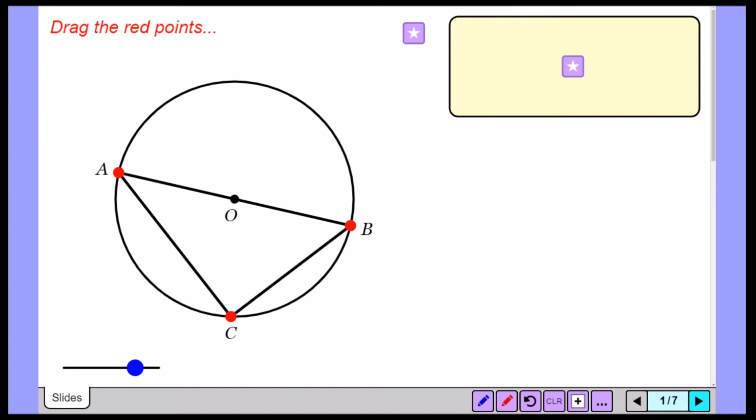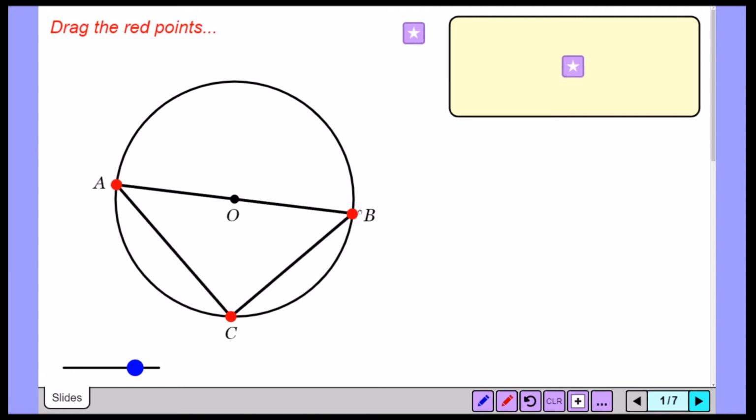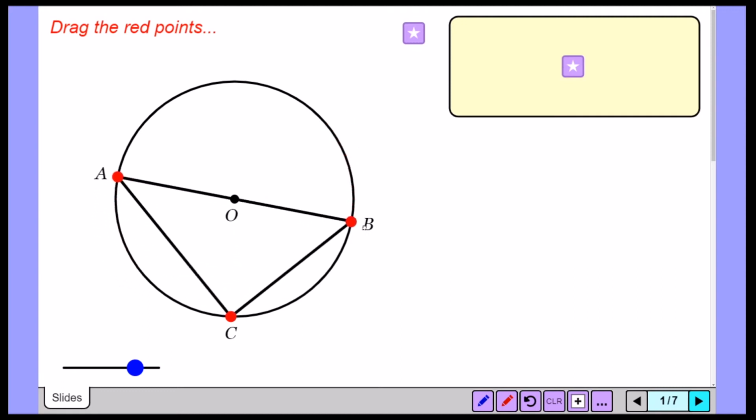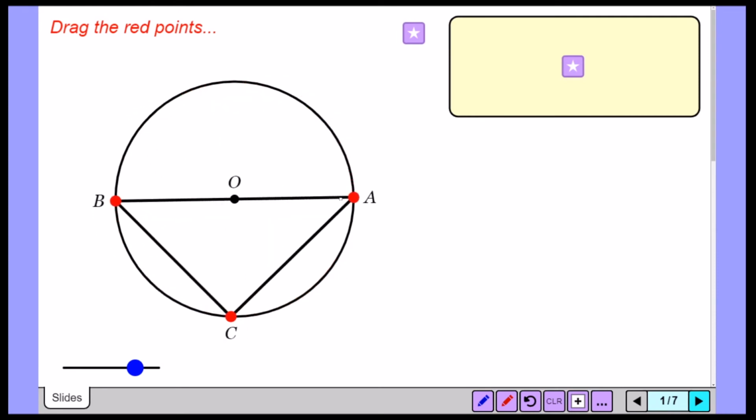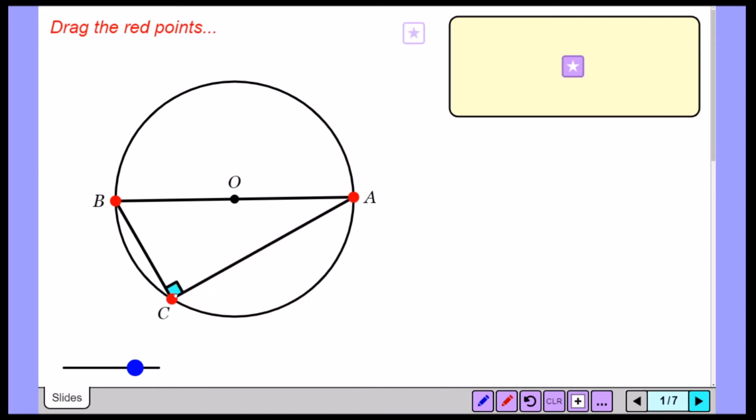This one I refer to as a triangle because you can see the 3 points make a triangle in your circle. As I move the points around, you might be able to see that there's one thing that stays the same regardless of where I move the points to. That is that the angle at C is always a right angle.